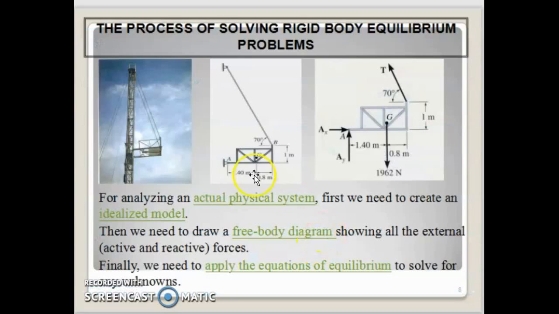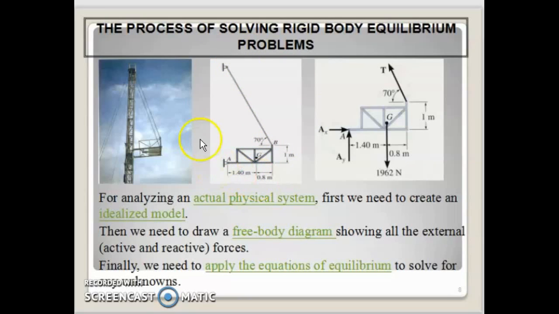Okay, now let's go back to this slide. If we have a structure like this and we convert it into the idealized model like this, then from the idealized model you define the free body diagram. If you have a joint or support in your structure, you need to consider the reaction force within the joint and the other forces.